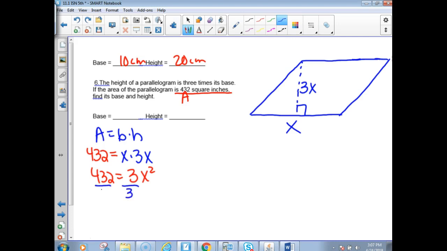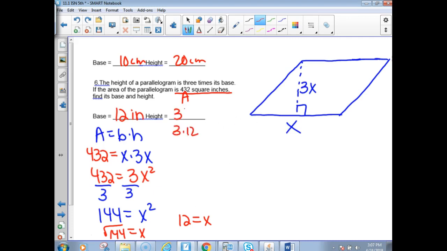Divide by 3. Lexi, all right? Okay. Divide by 3. Is that 144, guys? Please check 432 divided by 3. Okay, then take the square root. And we get x is 12. All right, so that's our base. If you look back at what we drew, our base is 12. This was in inches. And our height would be 3 times 12 inches, which would be 36 inches.